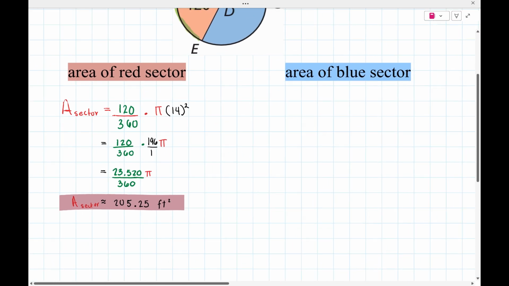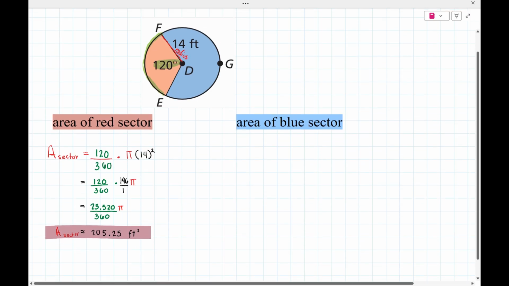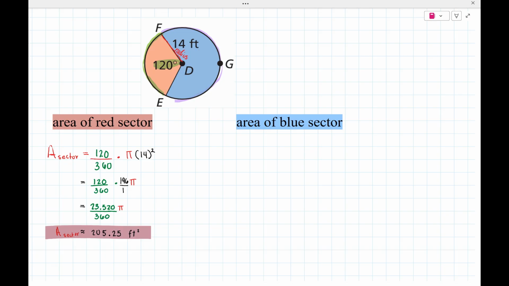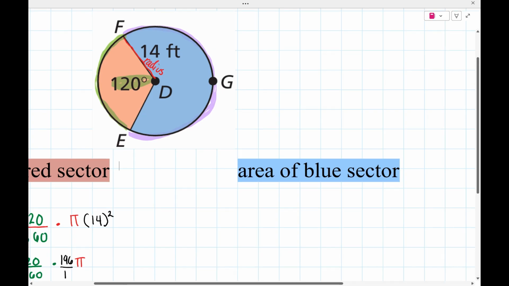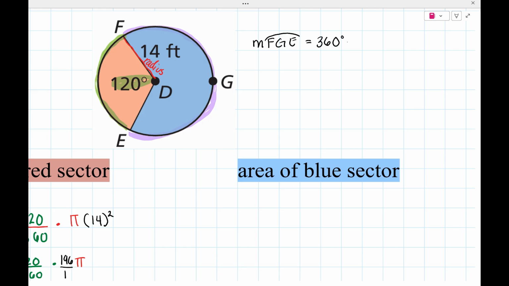Then we're just going to apply the same process for the other part of the circle, which is shaded in blue. I need to know the length of that arc, which is FGE. I know it's going to be more than 180 because it's a major arc, since it will measure more than 180 degrees. It's more than half of the circle, and half of the circle is 180. If the whole thing is 360, I subtract the part that was the red sector, and that gives the measurement of arc FGE, which is 240 degrees.